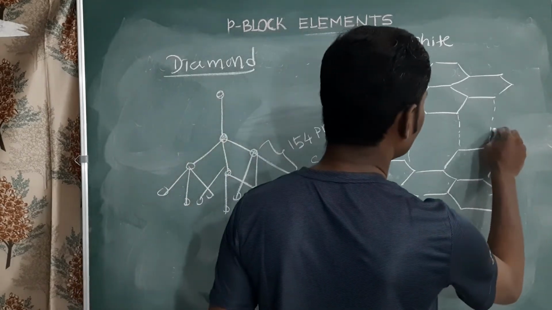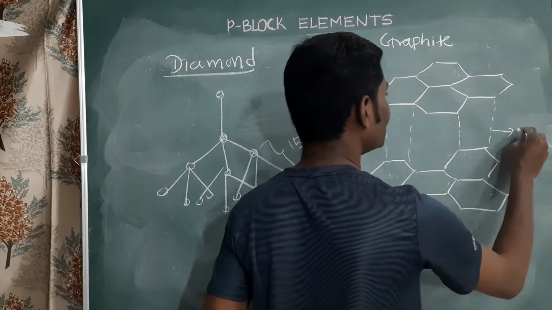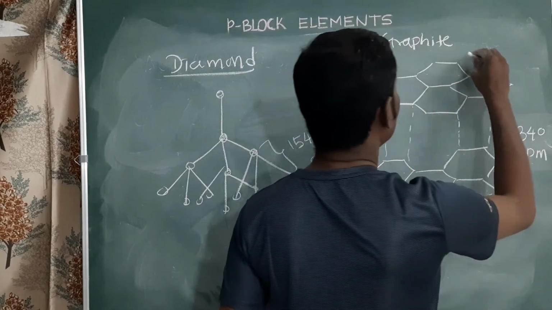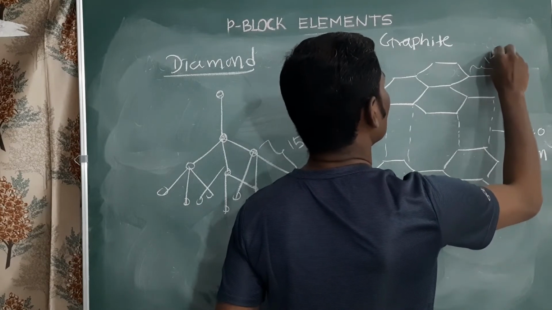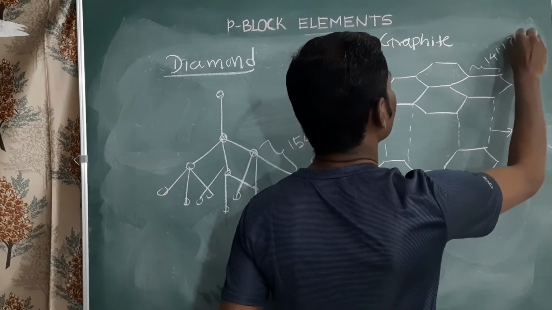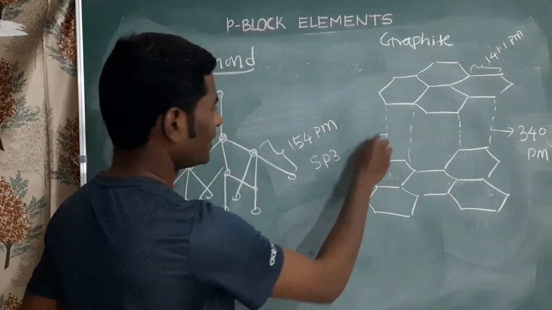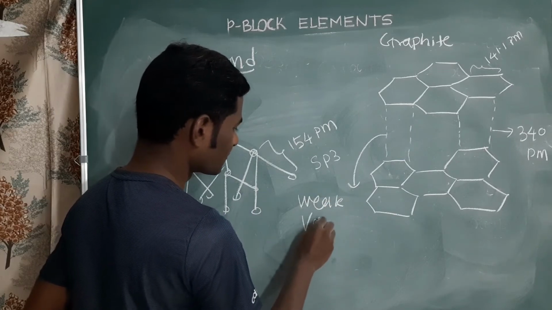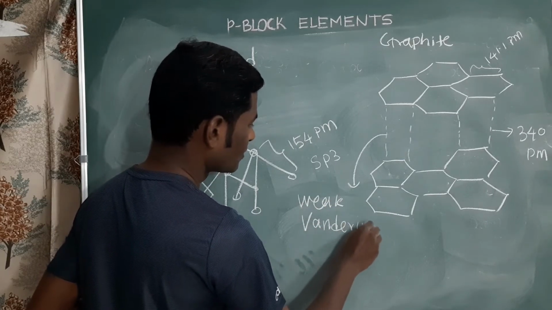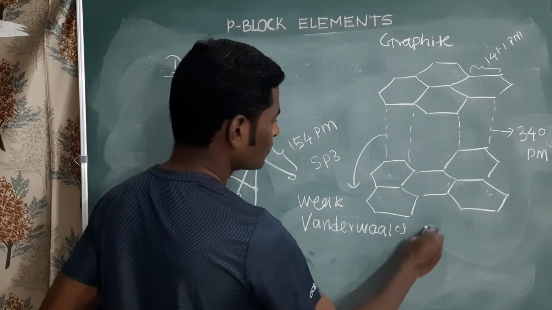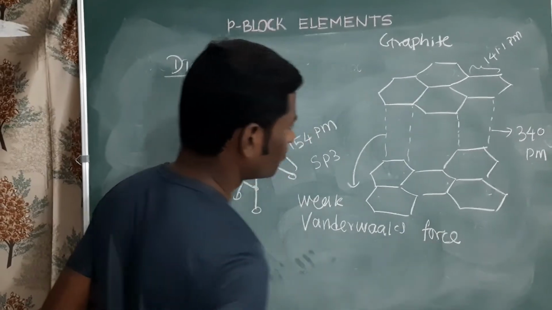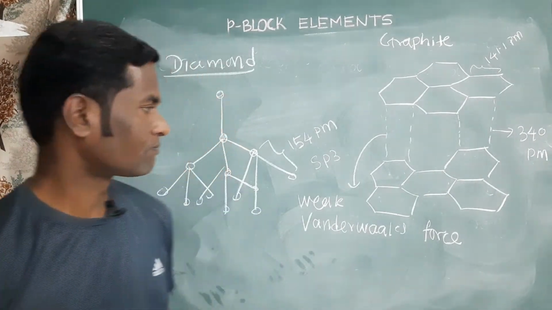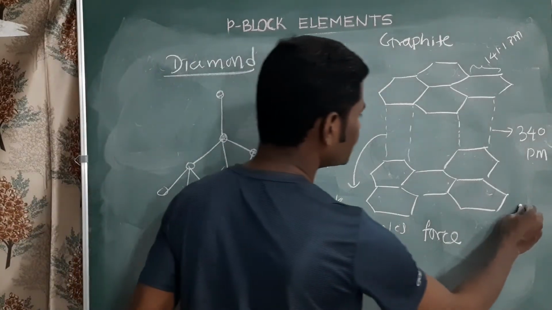The distance between 2 layers of graphite is 340 picometer. The distance between 2 carbons in graphite is 141.1 picometer. These 2 layers are held together by weak van der Waals forces. So graphite is soft in nature. Because of that, graphite acts as a dry lubricant. It has sp2 hybridized carbon atoms.